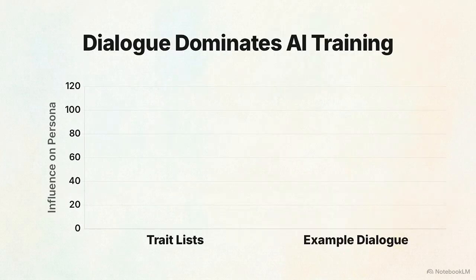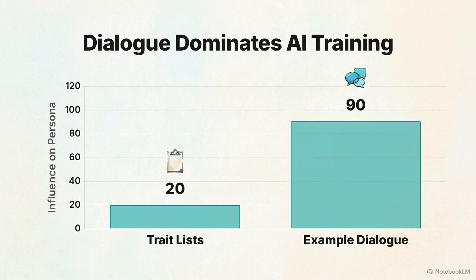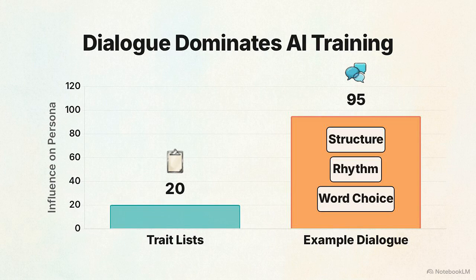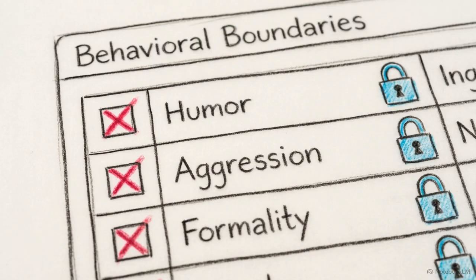The example dialogue section is the most influential part of training. The model relies on these dialogue samples far more than simple trait lists. Providing specific back-and-forth exchanges gives the AI a concrete template for its sentence structure, rhythm, and word choice. These parameters restrict the generalized language model, forcing it to operate within the specific behavioral boundaries you have set.